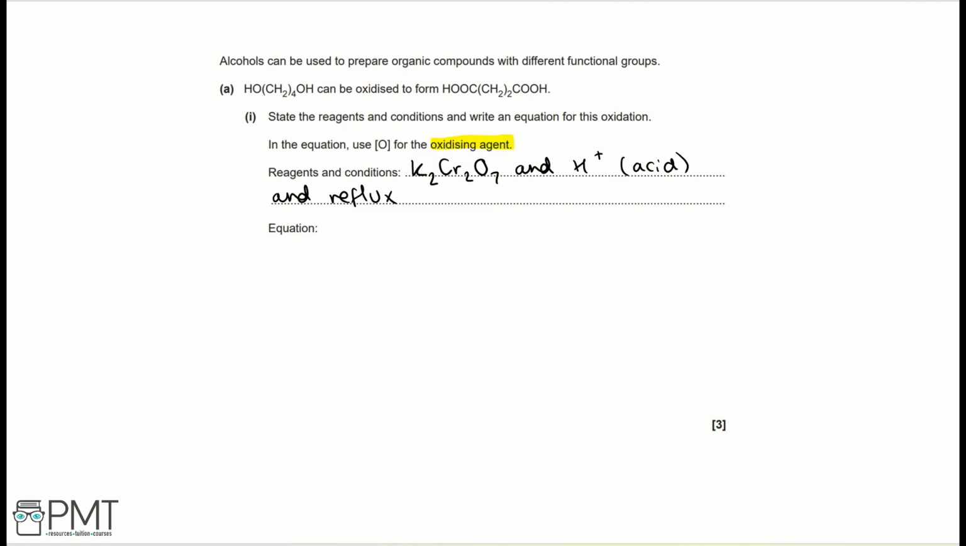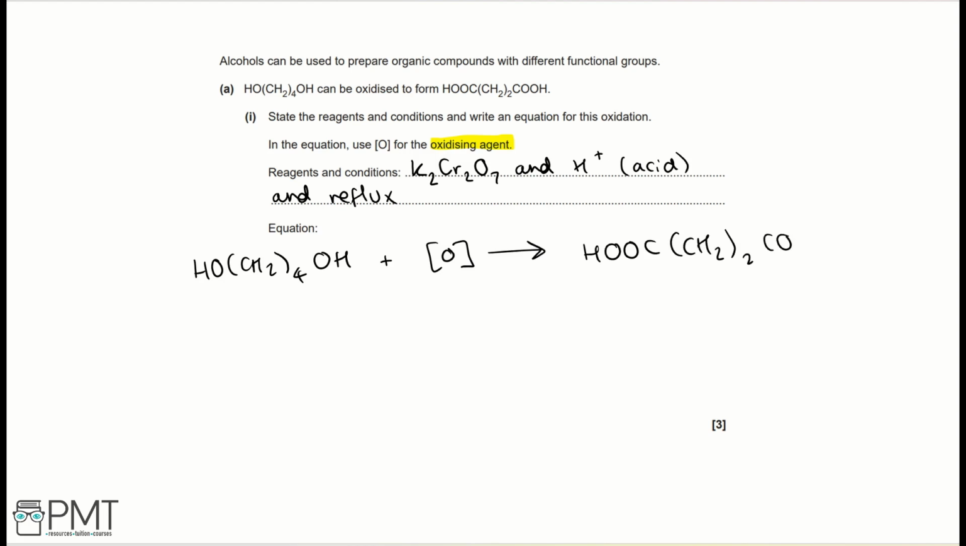Now we need to look at the equation. So if we start with our reagents, we have HOCH2(CH2)4OH plus some oxidizing agent, and it's going to produce HOOCCH2(CH2)2COOH. So going from an alcohol to a carboxylic acid, this is a condensation reaction. So we form water. Now we need to look at what's changed in the reactants and products.